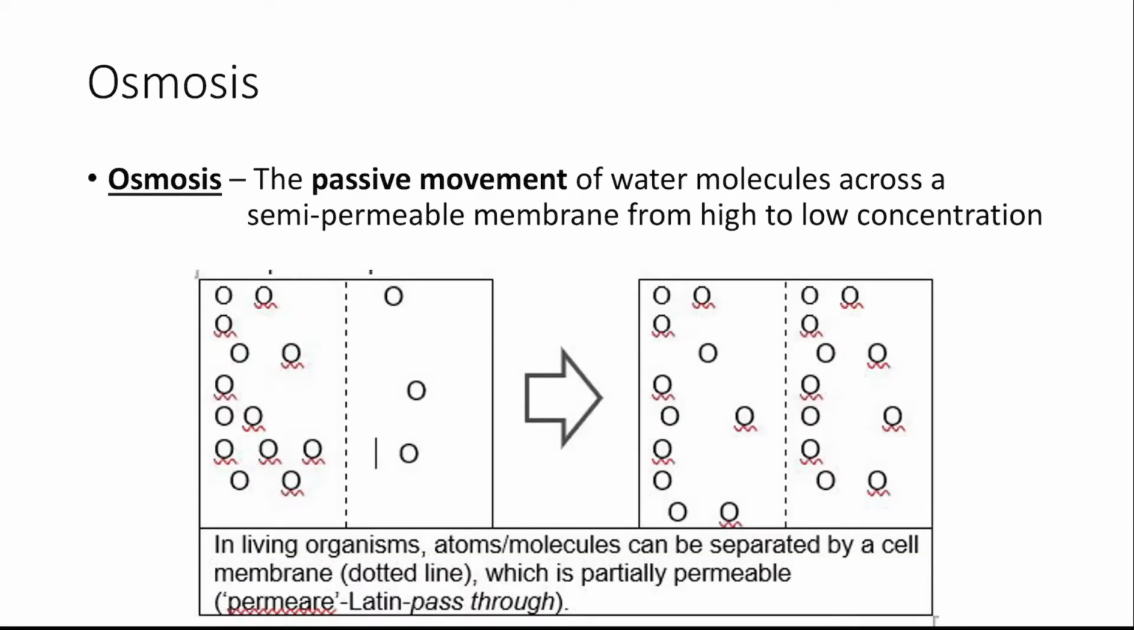Osmosis is a specific type of diffusion that strictly describes the movement of water molecules. Just like diffusion, osmosis is passive transport, meaning it does not require energy to complete and happens through a semi-permeable membrane like a cell membrane.